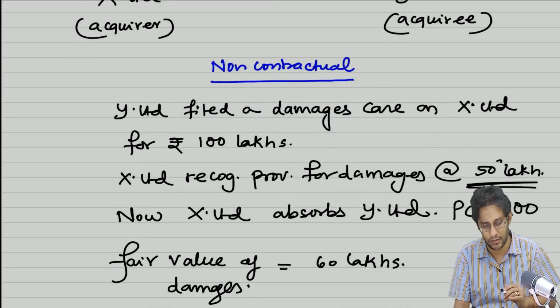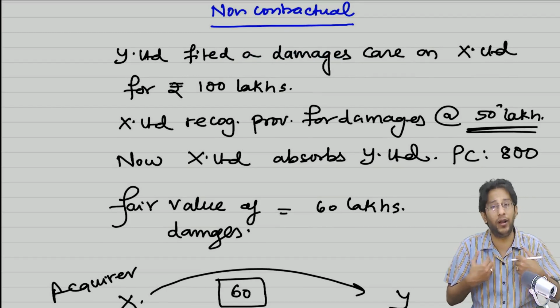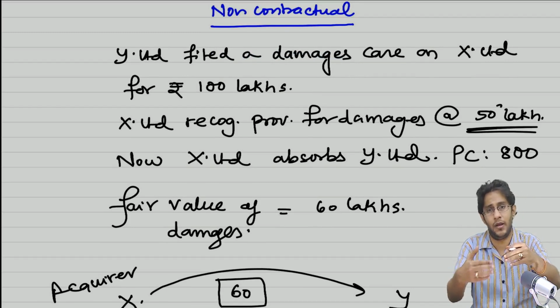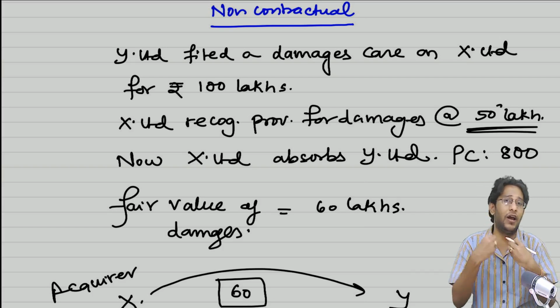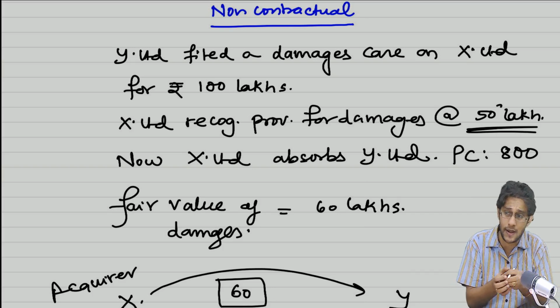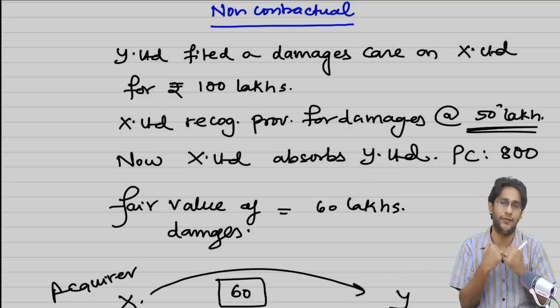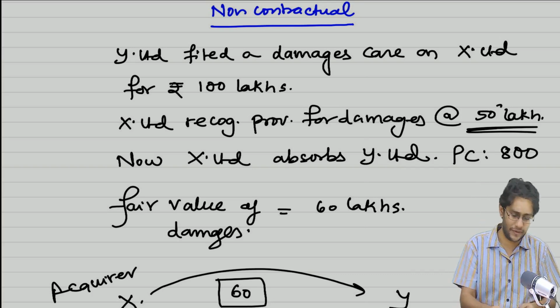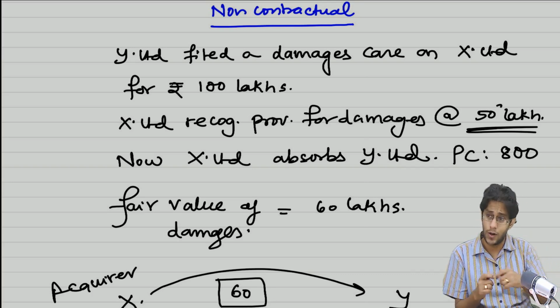So, sir, can I say like this? If acquirer has to pay, and acquirer is now taking over the selling company and we are paying PC, so whatever I have to already pay is now included indirectly in the form of PC. So we have to remove it. Sir, what if acquirer has to receive? Imagine, instead of Y Limited filing a case on X Limited, X Limited only filed a case on Y Limited. Later on, X Limited is now trying to acquire Y Limited.